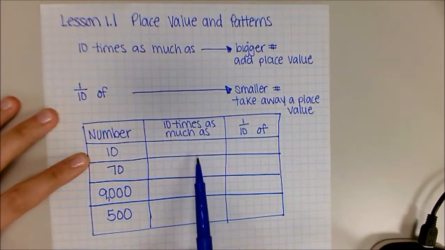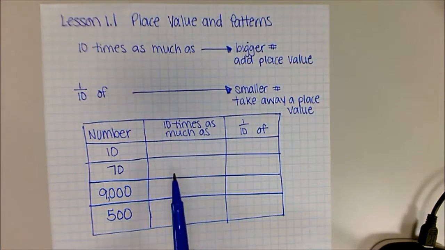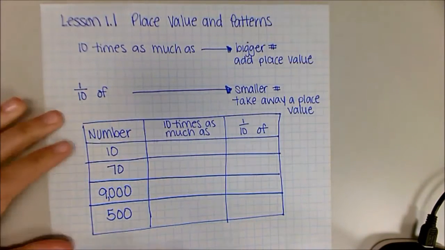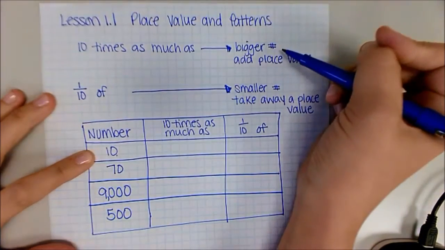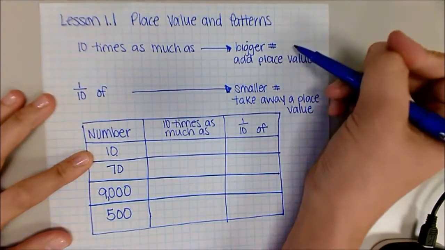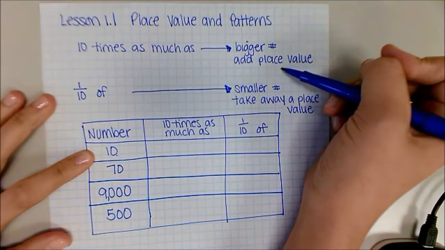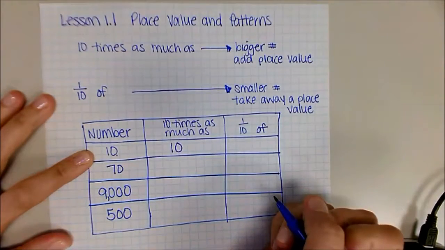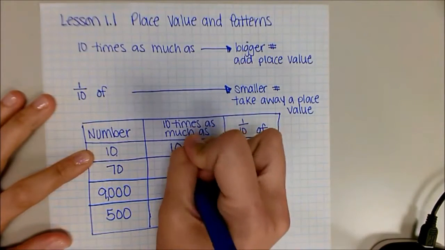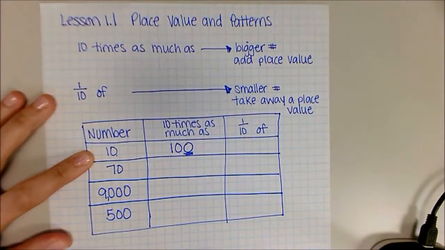Now, if I want to figure out what 10 times as much as is for the number 10, I want to know what number is 10 times as much as 10. I'm going to look at the number 10 and think in my head 10 times as much as. Am I looking for a bigger number or a smaller number? I'm looking for a bigger number, so that's telling me I need to add 1 place value. So to do this, I start with the original number 10 and I add 1 place value to that number.